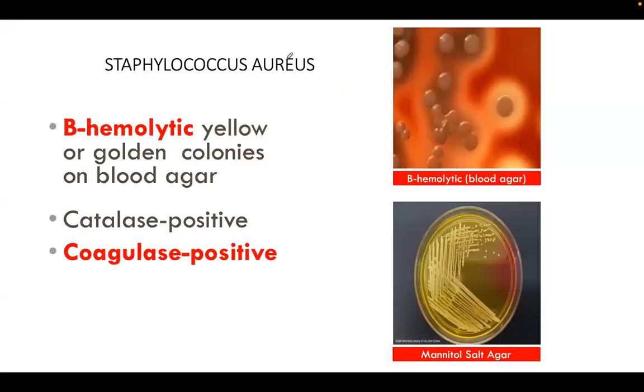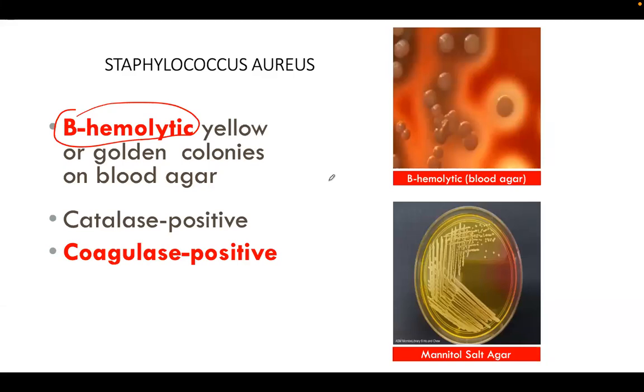Now, another thing you have to remember about Staphylococcus aureus is the hemolysis pattern on blood agar. It is beta hemolytic. We've already mentioned it's catalase positive and coagulase positive.